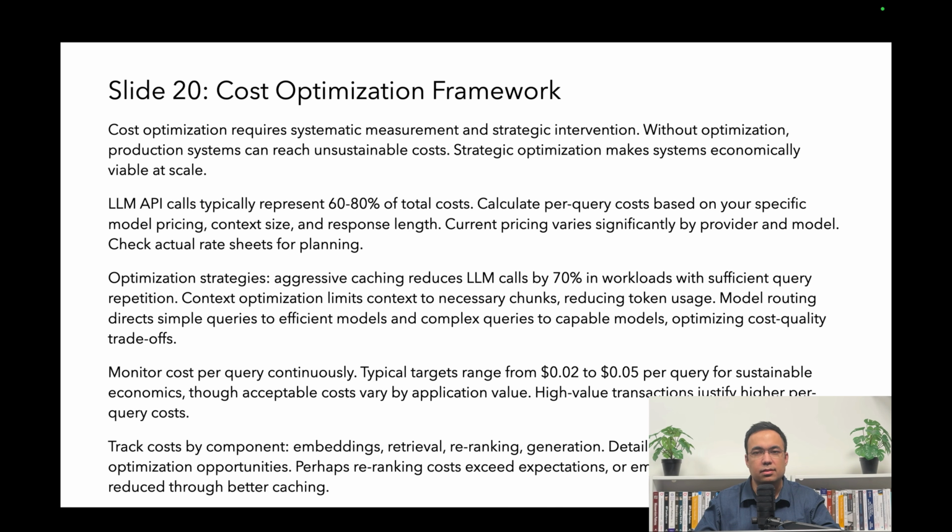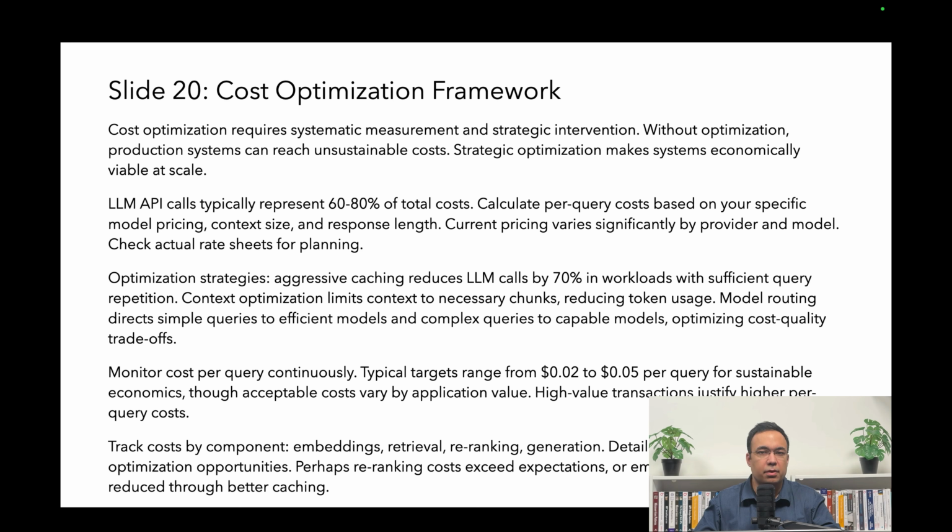If it exceeds $0.05, you probably need better optimization strategies. A typical target is $0.02 or $0.03 per query for sustainable economics at scale, though this varies by your application's value proposition as well. If each query drives high value transactions, you can obviously afford higher per query costs.